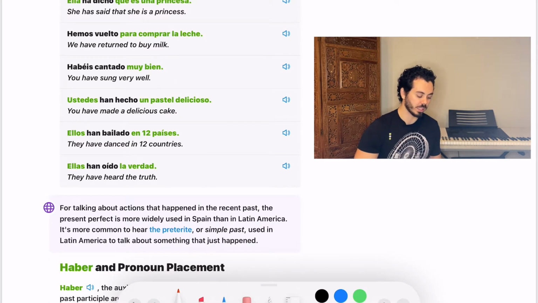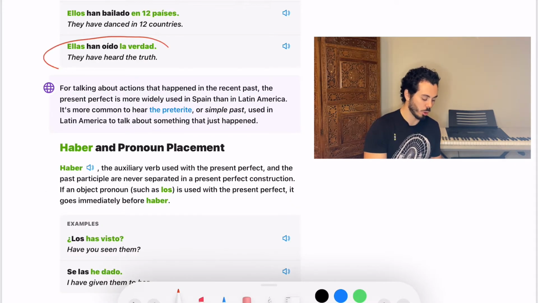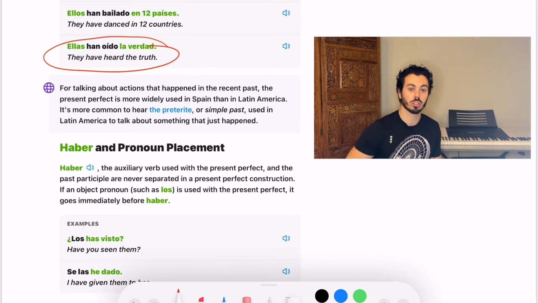Ustedes han hecho un pastel delicioso. You people, you have made a delicious cake. You just made it. Ellas, this last one, ellas han oído la verdad. They have heard the truth. They just heard it. If not, you would say, ellas oyeron la verdad.